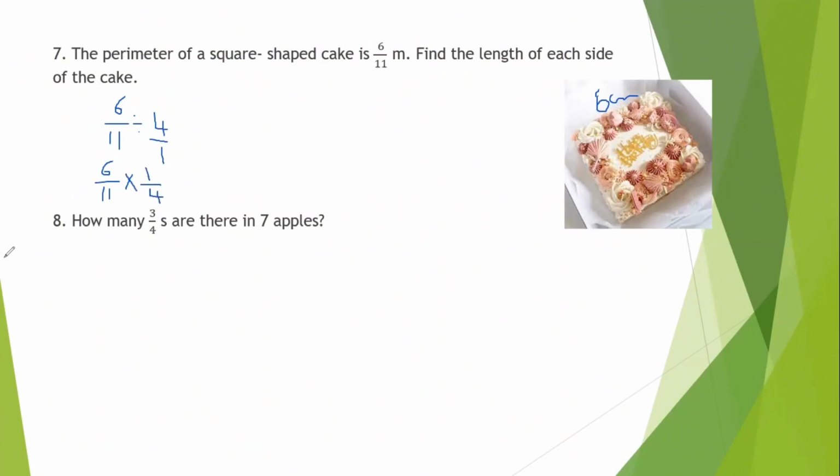We can simplify 6 and 4, divisible by 2. 4 divided by 2 equals 2. 6 divided by 2 equals 3. 3 times 1 equals 3 and 11 times 2 equals 22.